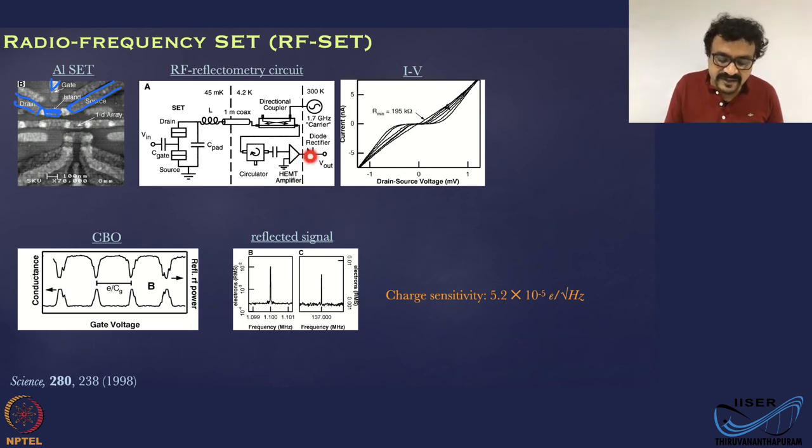Of course, the reflected signal will be amplitude modulated by the change of the impedance of this SET. So you need to demodulate the signal either using a diode or some kind of demodulator, and you are going to get the temporal response of this device either in the time domain, or you can also detect the impedance change in the frequency domain. So what you have here is an aluminum single electron transistor, but there is an electric field, there is a magnetic field applied.